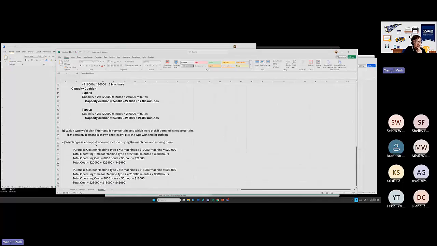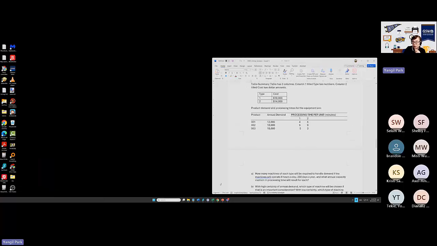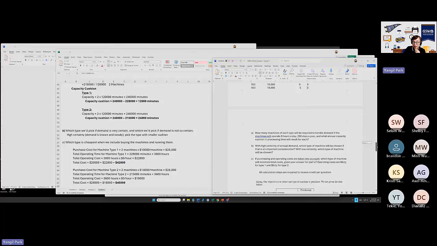Then, see which type is the cheapest when you include buying and running them. I think there are more numbers we need to understand. Yeah, okay. So the machine price is given, but operating cost is extra. $6 for type 1, $5 for type 2. Okay, so that's something we need to calculate as well to find the total costs. Okay, $6 and $5.